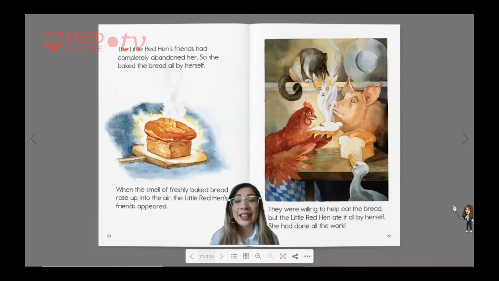The little red hen's friends had completely abandoned her, so she had baked the bread all by herself. When the smell of the freshly baked bread rose up into the air, the little red hen's friends appeared. They were willing to help eat the bread, but the little red hen ate it all by herself. She had done all the work. The end.